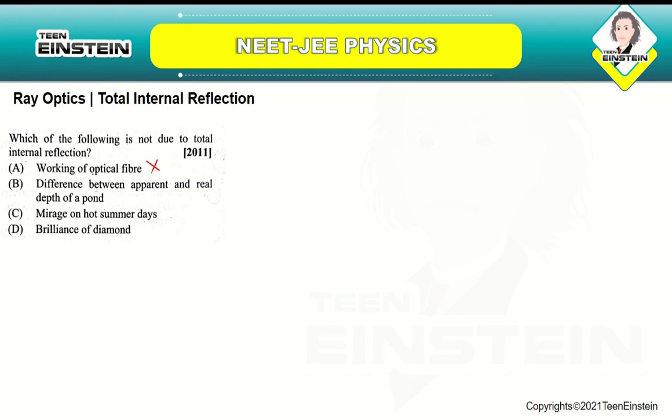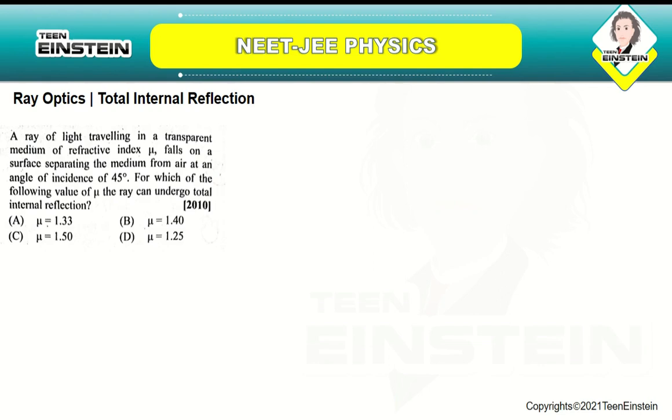Whereas the brilliance of diamond, formation of mirage on hot summer days and optical fiber working are all based on the concept of total internal reflection. So all these three are wrong options, as all these 3 are due to total internal reflection. The only thing which is not due to total internal reflection is the difference between apparent and real depth of a pond. So the correct answer is option number B, because this is based on the concept of refraction. Let us now move on to the next question.